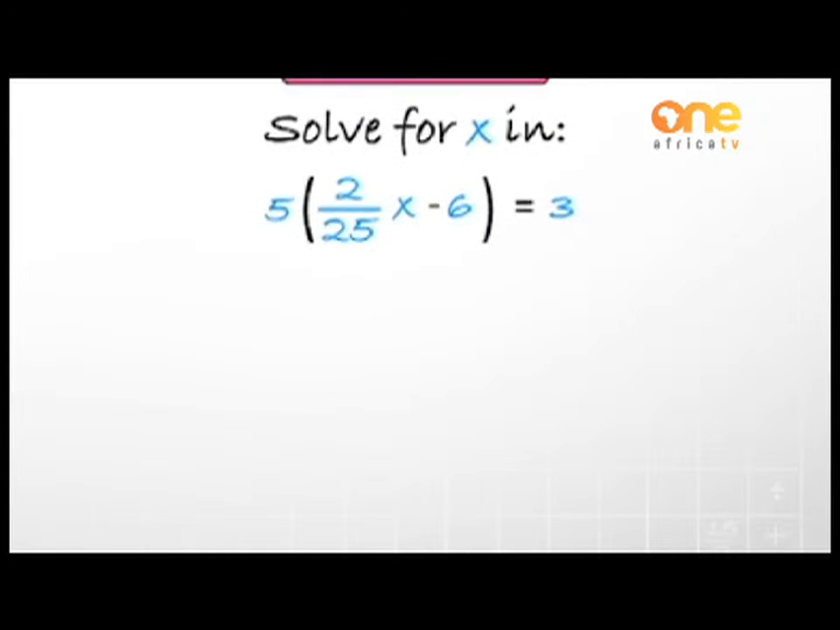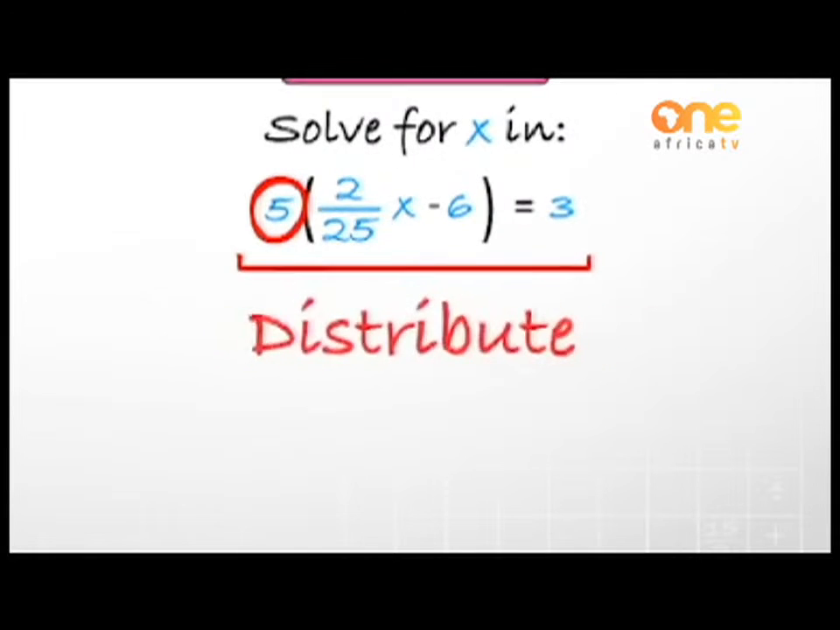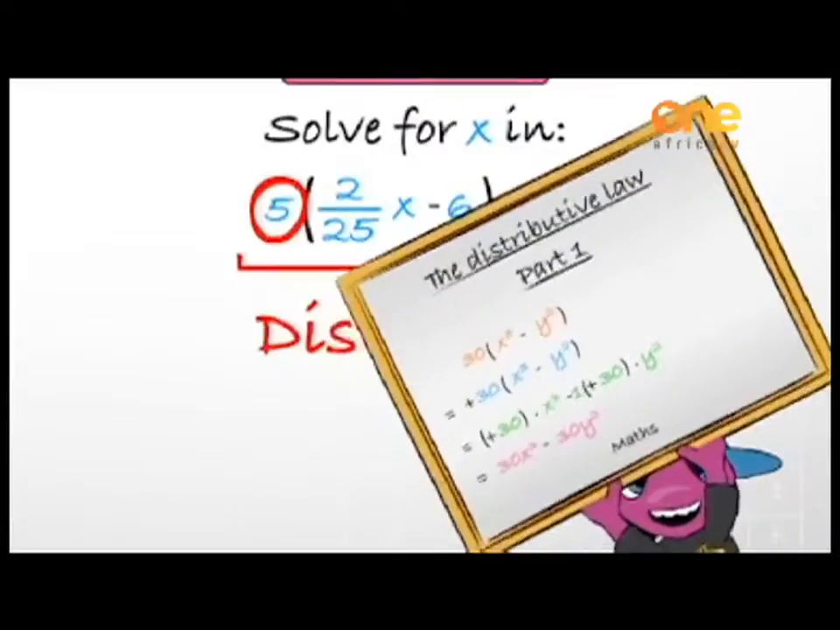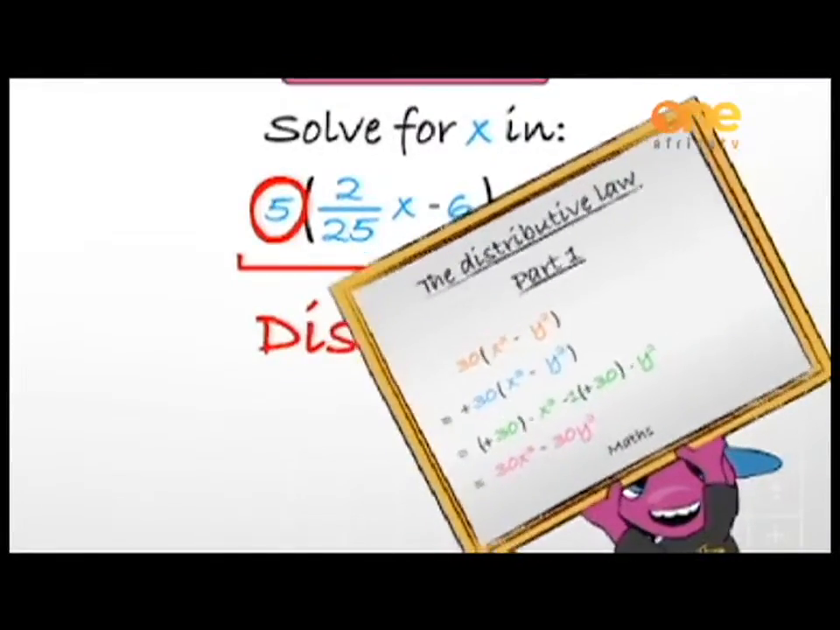Let's now look at the last example. You have been asked to solve for x in 5 multiplied by 2 over 25x minus 6 equals 3. Now the first thing that you should see with this equation is that we have a number outside brackets. So we are going to have to distribute. For this reason, you may want to look at the lessons on the distributive law.